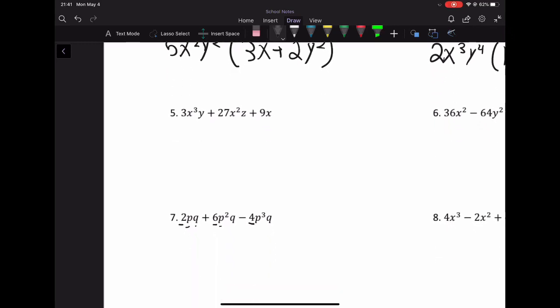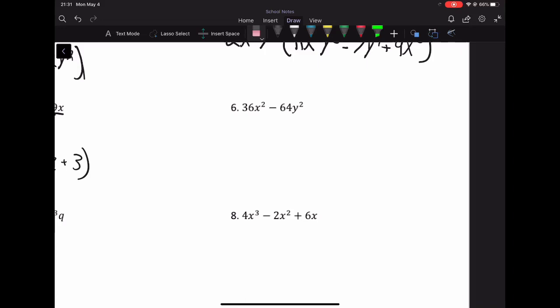We got 3 is going to be our GCF for the leading coefficients, and then just x. So let's divide out all our terms. We'll get x squared y plus 9xz plus 3.